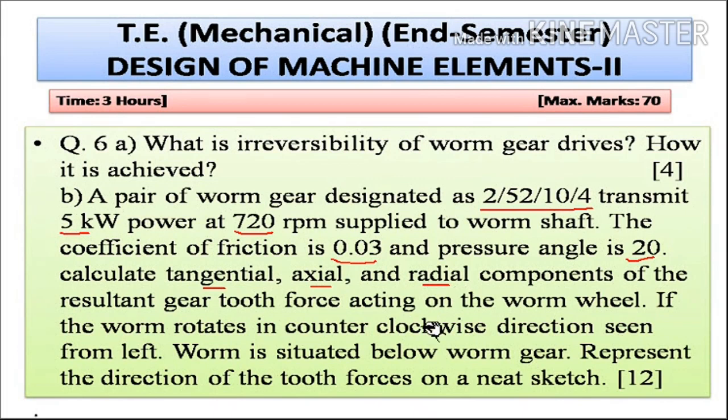If the worm rotates in the counterclockwise direction seen from the left, where the worm is situated below the worm gear, you have to represent the direction of the forces on a neat sketch. So you are supposed to find out these force magnitudes and also indicate them in the form of a neat sketch, to get these 12 marks. So let us see now. We'll talk about the given data.